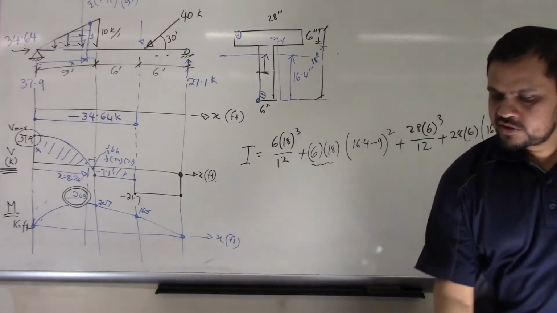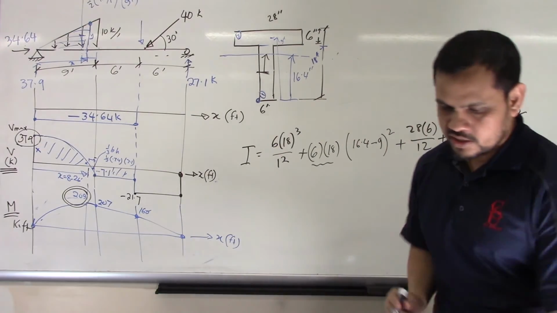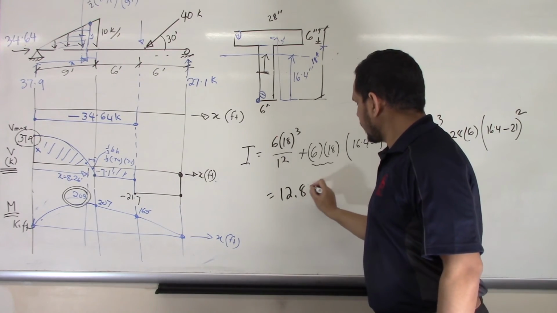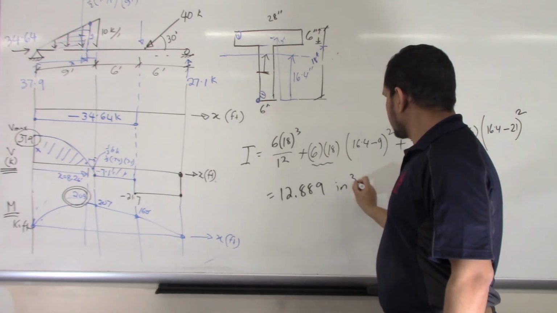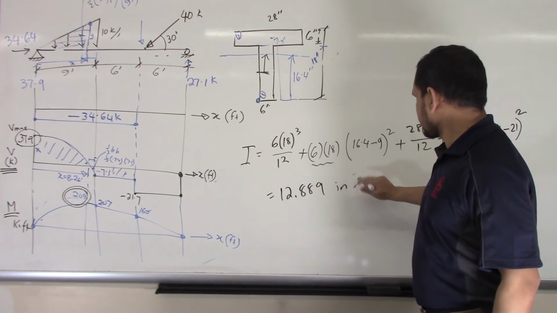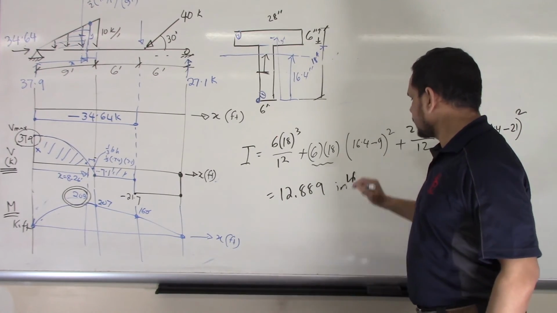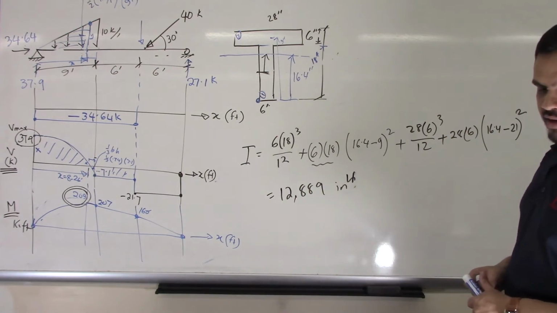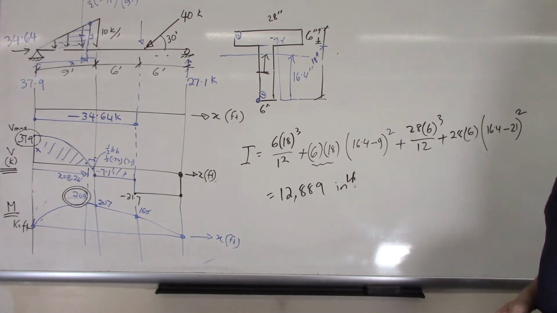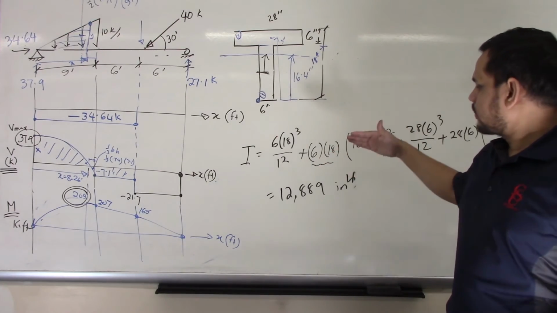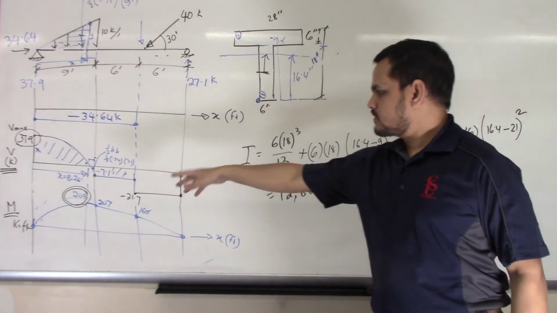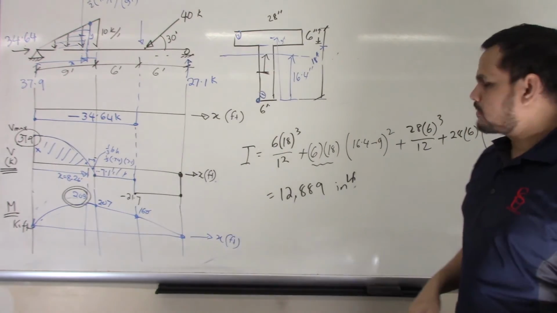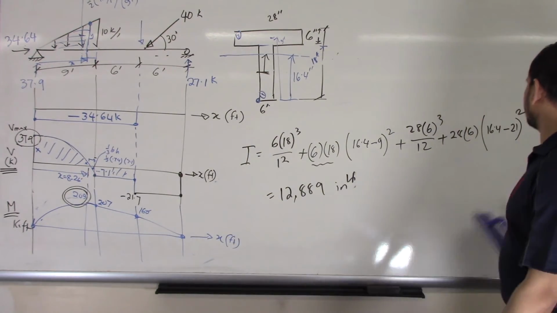After calculation, what is my moment of inertia? I calculated 12,899 inch to the power 4. So I got my centroid, I got my moment of inertia, maximum moment, maximum shear, and maximum normal force. I can find my stresses now.